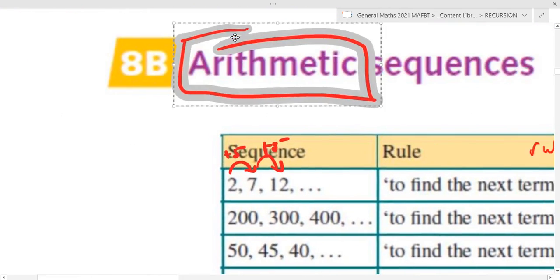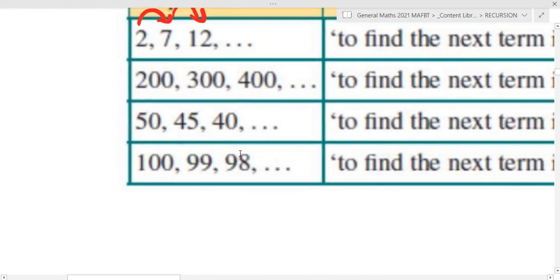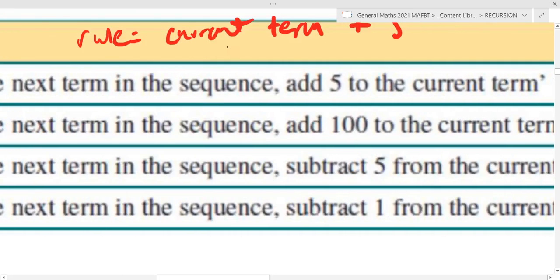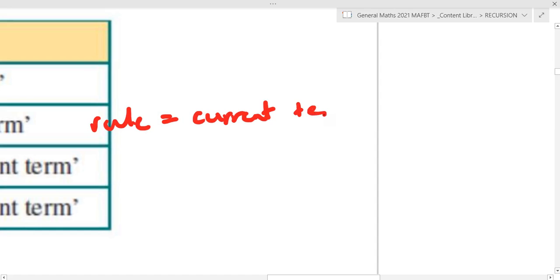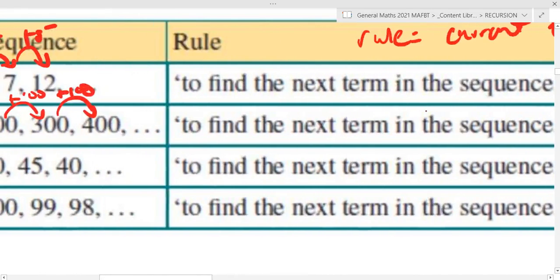All right, so here, next term for this sequence, 200, 300, 400. What's happening? You're adding 100 each time, yeah? So as a rule, for the next term, you have to add 100 to the current term. So the rule looks like this. Rule equals current term plus 100.